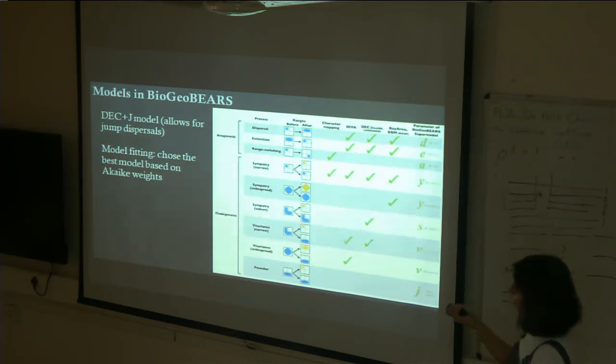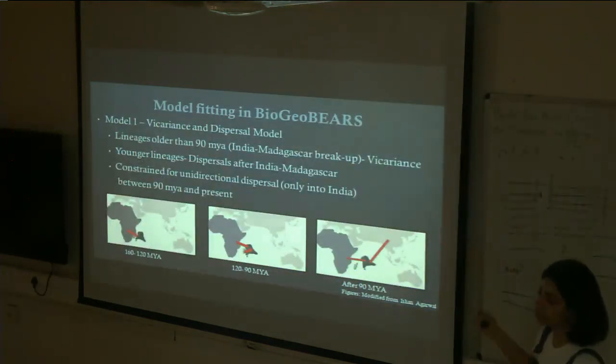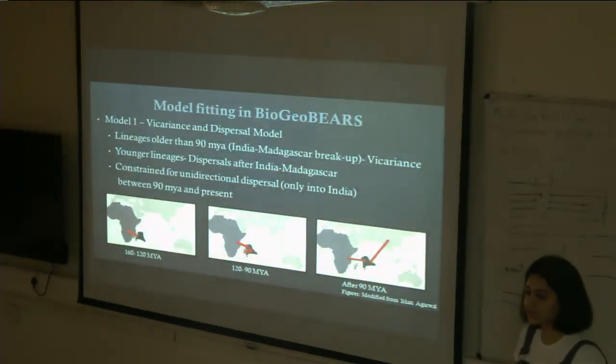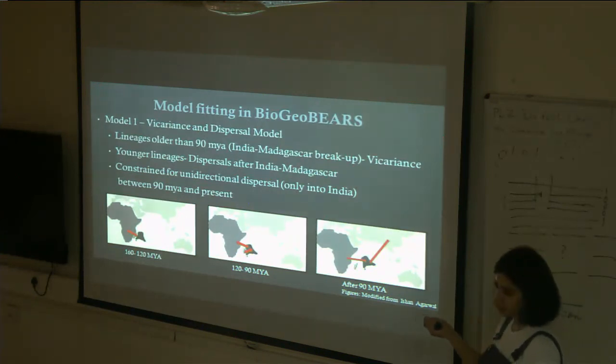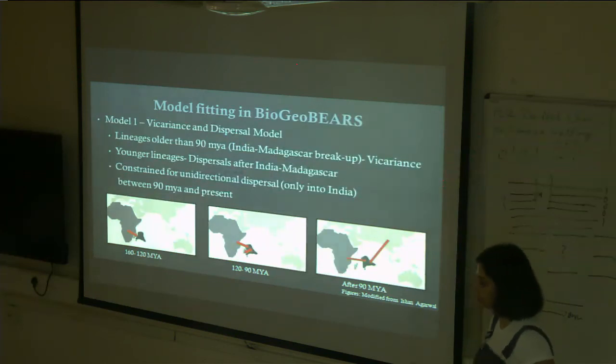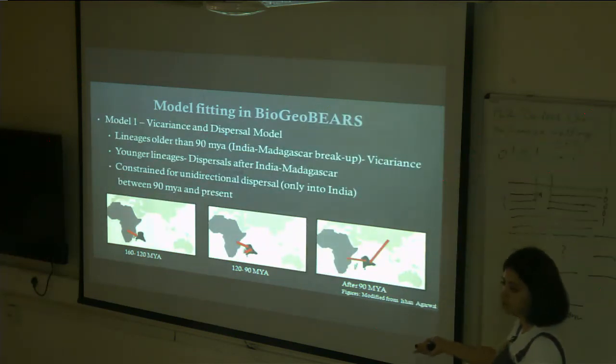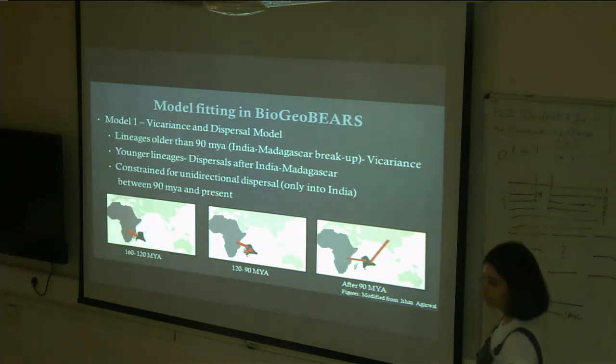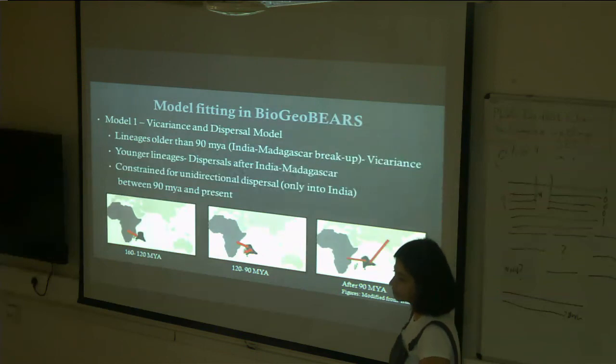So what I did was I only used the DEC plus J model. I didn't use any of the other models, but I basically had these 3 hypotheses which I compared using the AIC values. So here my model, the BioGeoBEARS model, is the same. I'm comparing the same number of parameters. I'm just changing the scenario by tweaking my dispersal multipliers. So in the end, when I get a log likelihood value, they are based on the same 4 parameters for the 3 scenarios that I have created.